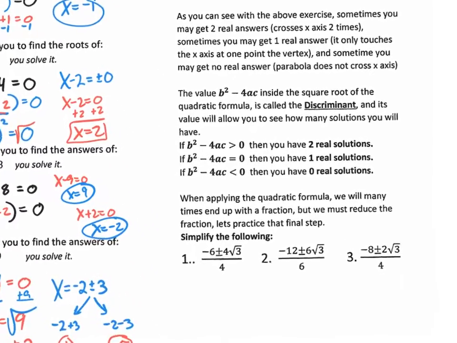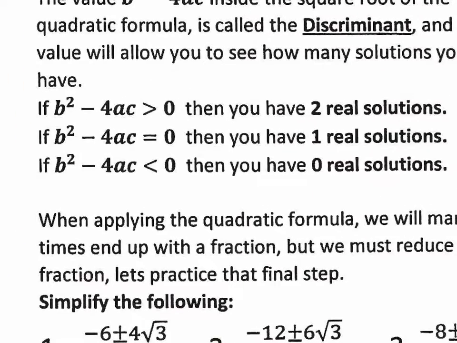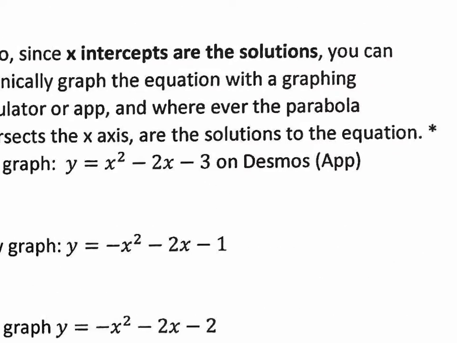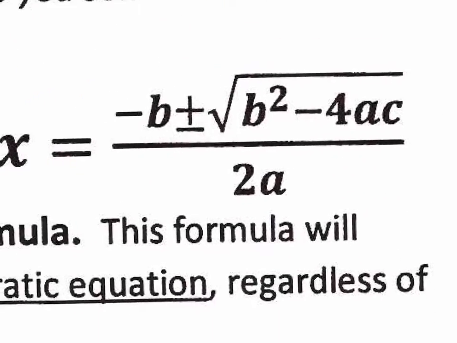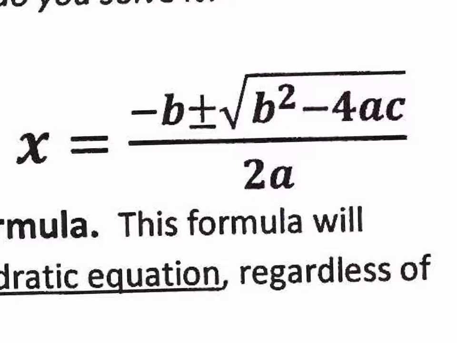We also talked about the discriminant value and how if your discriminant value is positive, you're going to end up with two real answers, which means that your parabola crosses the x-axis at two locations. If your discriminant is 0, that means that your parabola only touches the x-axis at one location. If your discriminant value is negative, that means that inside the square root of your quadratic formula, you're going to end up with imaginary values. So you end up with no real answers. So if your discriminant is positive, you get two answers. If it is negative, you get no answers. If it is equal to 0, you only get one real answer.